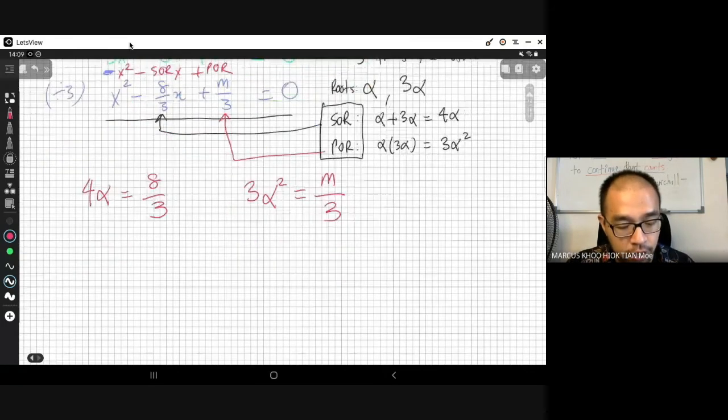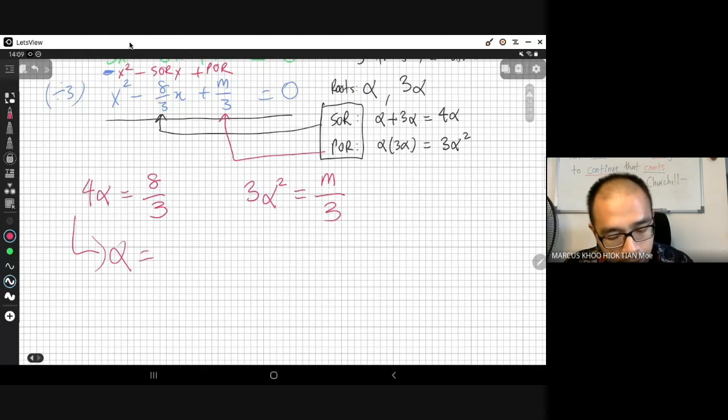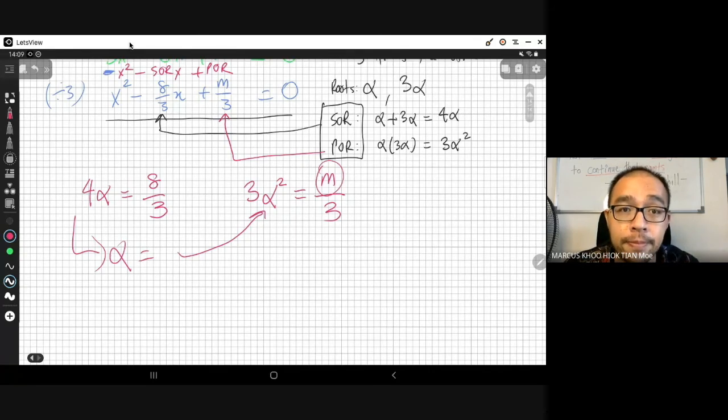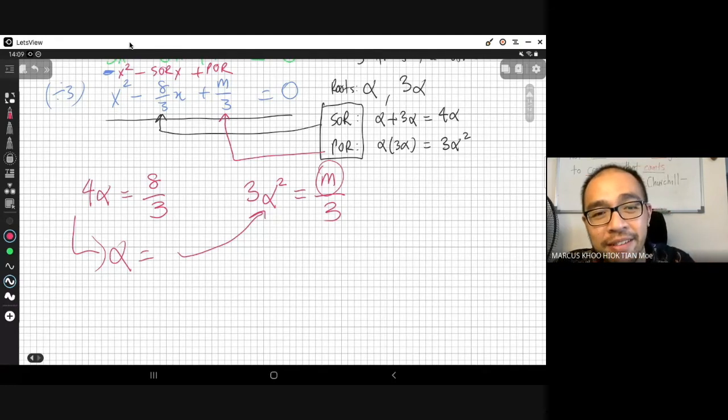From here we can find alpha. I won't show it up to here. We can find alpha, then substitute alpha into here to find the value of m. I almost finished answering this question, then I remembered this is actually an exercise. So yes, please answer this on your own. Find alpha and find the value of m.